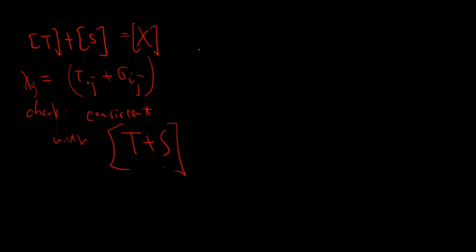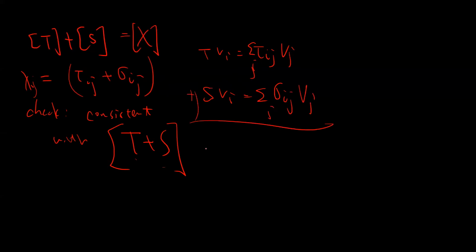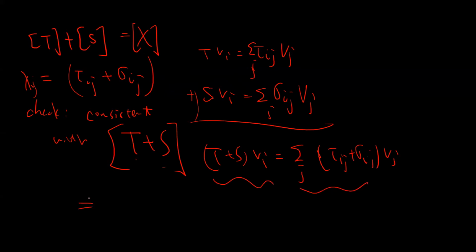The reason is that your T vi will be the sum over j of tau ij vj, right? And your S vi will be the sum over j of sigma ij vj, right? So you sum this, and you get (T plus S) vi is the sum over j of (tau ij plus sigma ij) vj. So this tells you that the addition of linear transformations matches exactly with the definition of matrix addition. Okay.